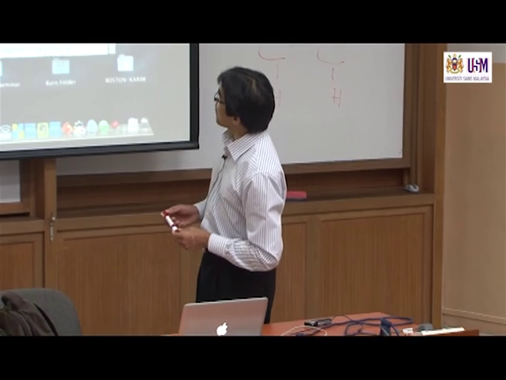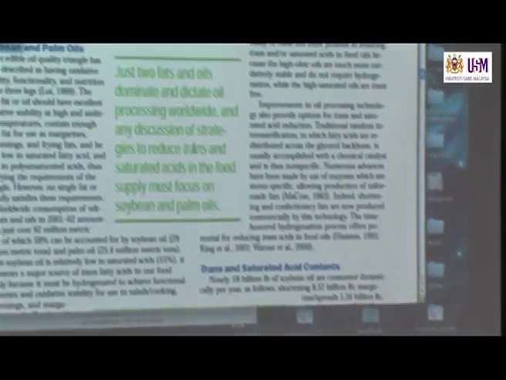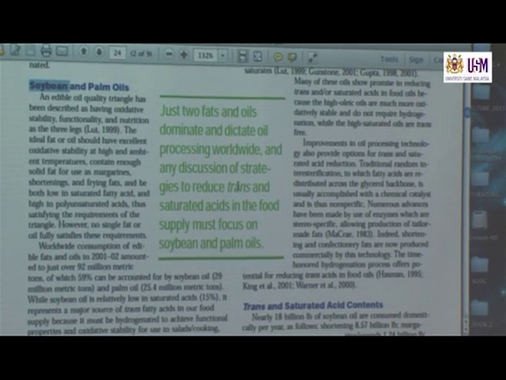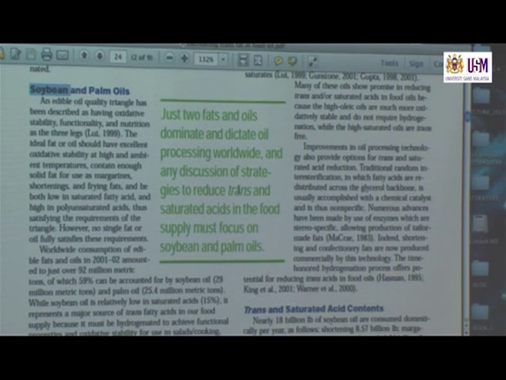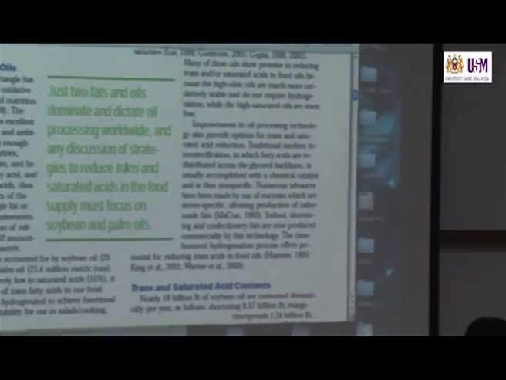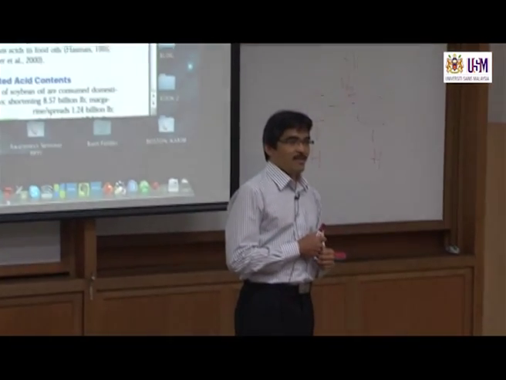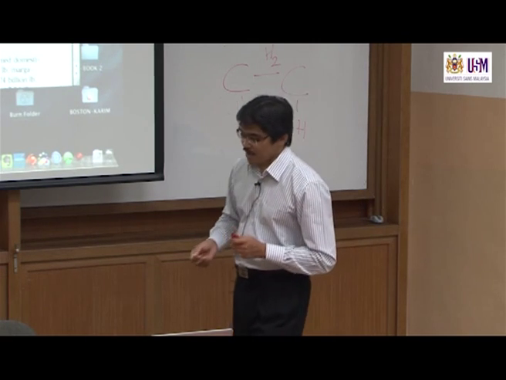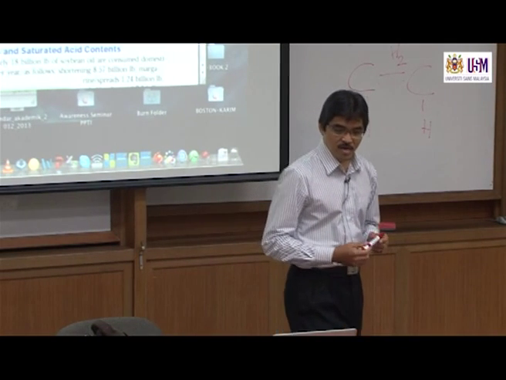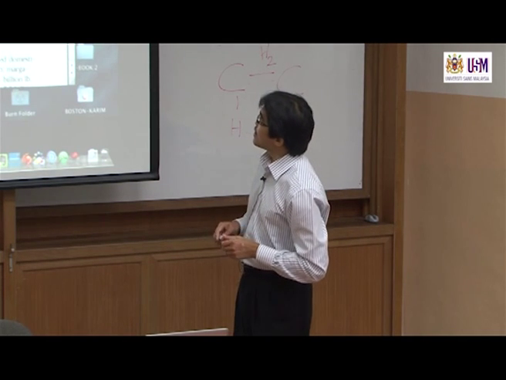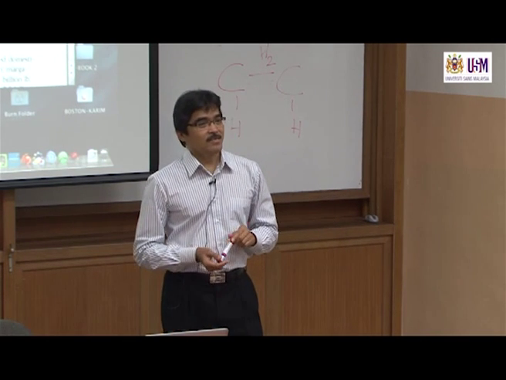Just two fats and oils dominate and dictate oil processing worldwide. And any discussion of strategies to reduce trans and saturated acids in the food supply must focus on soybean and palm oil. So the production of edible oil around the world now only focuses on two main types of oil, yeah? The soybean and palm oil.